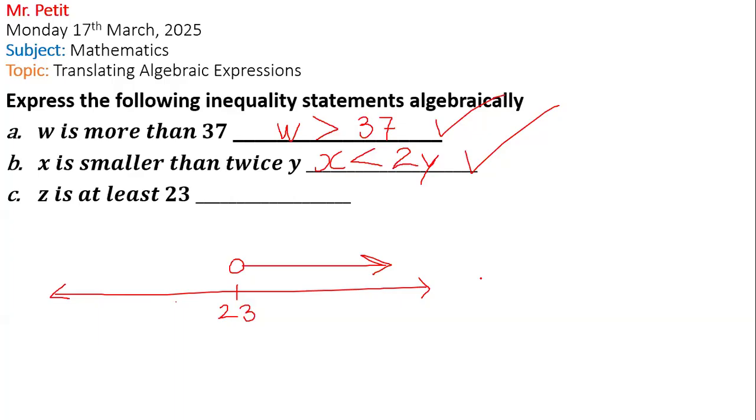Is it greater than? Is it less than? Is it greater than or equal to? Or is it less than or equal to? What do y'all think it is? Remember, it says Z is at least 23. What does it mean to be at least? What does that mean? That's a rhetorical question. I mute myself.